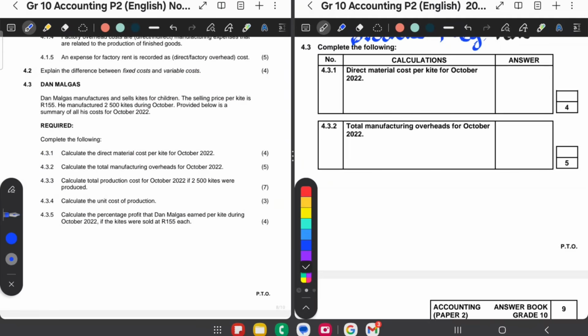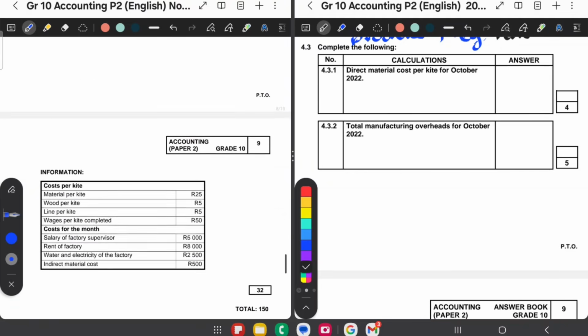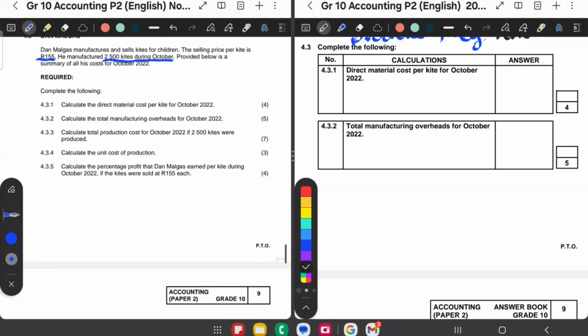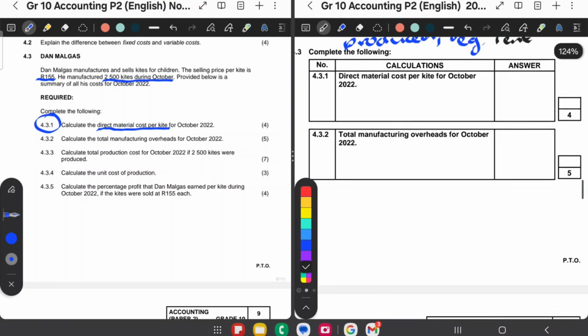So 4.3 says, Dan Malgas manufactures and sells kites for children. The selling price per kite is 155 Rand. He manufactured 2,500 kites during October. Provided below is a summary of all his costs. So when you look at the bottom, there's the summary, and then here's the questions. So complete the following. 4.3.1. Calculate the direct material cost per kite. So this is not the total direct material cost, it's for each kite.